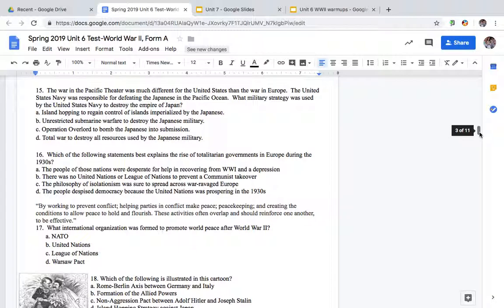A. Island hopping to regain control of islands imperialized by the Japanese. B. Unrestricted submarine warfare to destroy the Japanese military. C. Operation Overlord to bomb the Japanese into submission. D. Total war to destroy all resources used by the Japanese military.